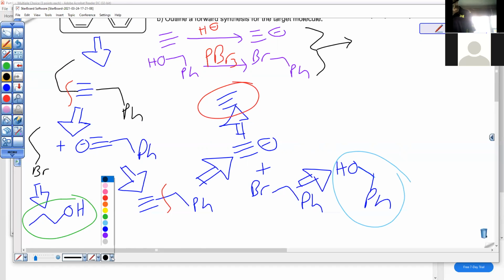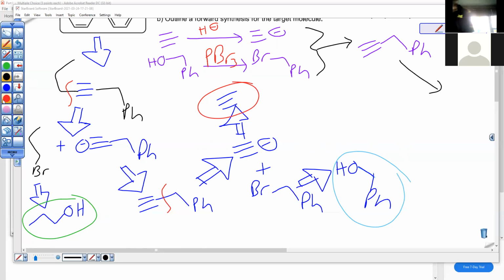C triple C. You're currently right here. And you need to make that into C triple C minus. Guess what base I'm going to use for that? Broken record here. H minus. Purple. C triple C minus. What piece does that react with? Well, this is going to react with this, but I haven't made this yet. I better make that right now.